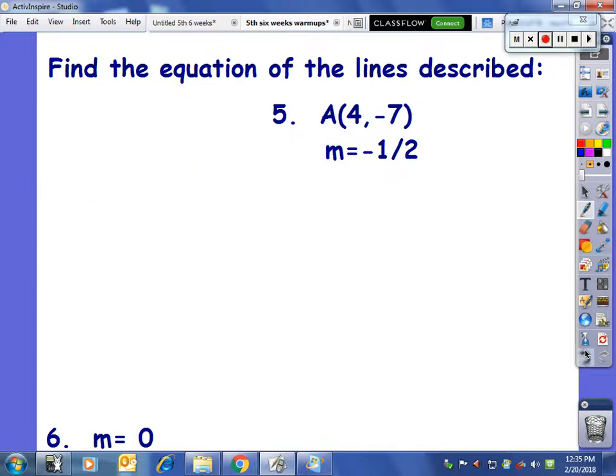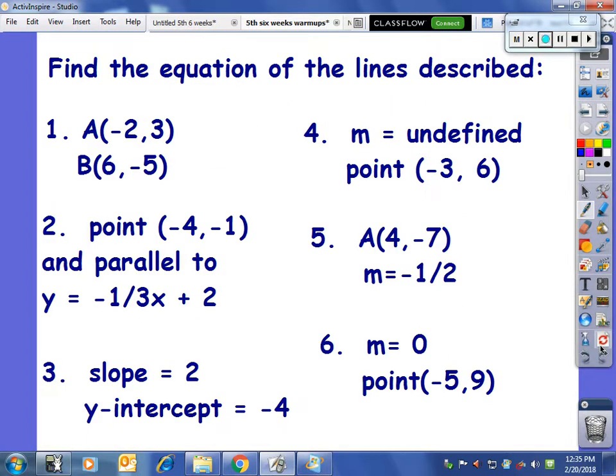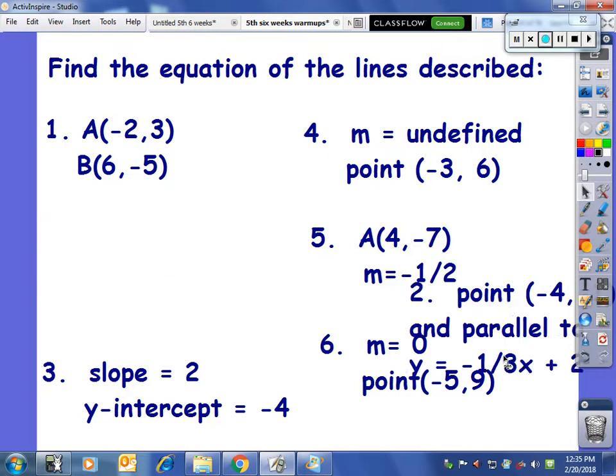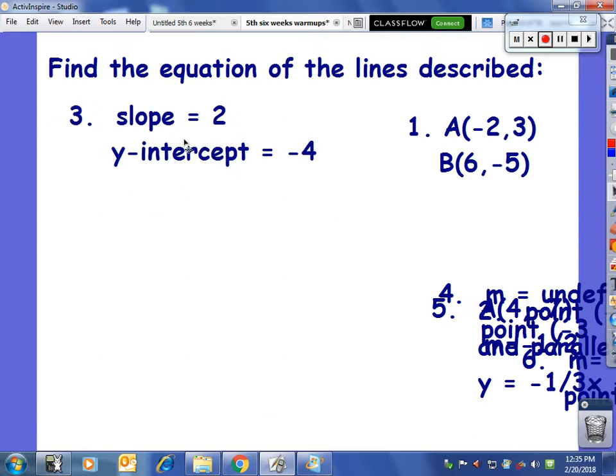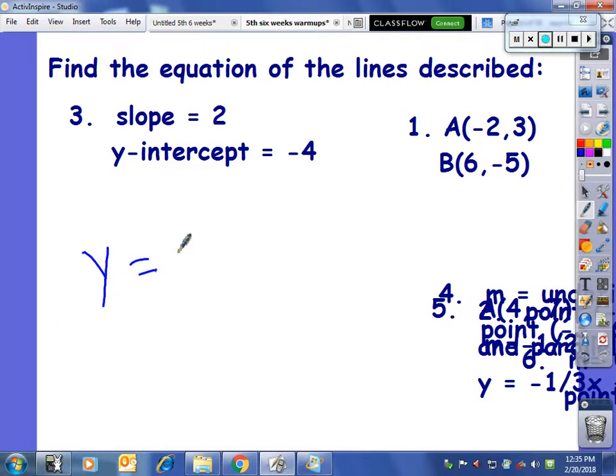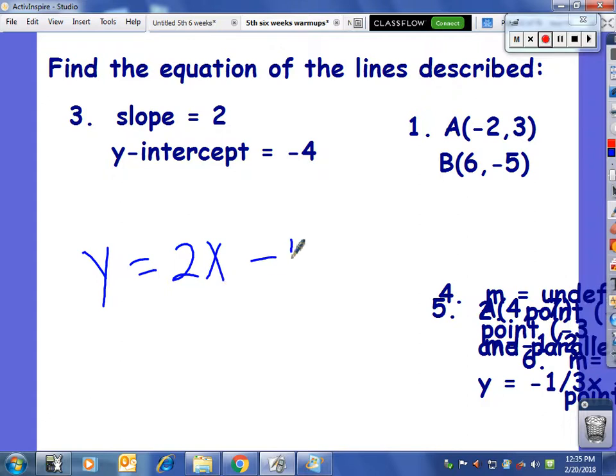Okay, now let's try this one. Oh, a gift. Sometimes I give you gifts. Look at number 3. That's a pure gift. As in present. As in this is easy and you shouldn't miss it. Y equals 2x minus 4.